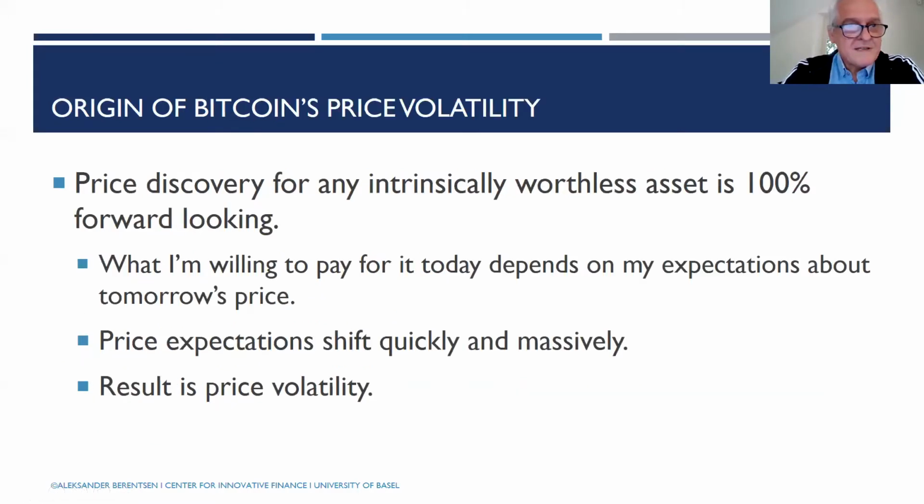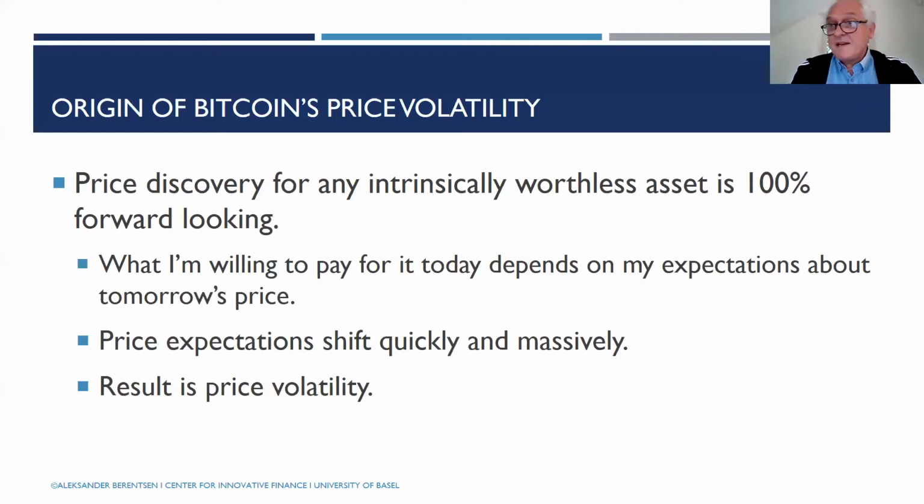Now we get to price discovery. I said there is absolutely no anchor for the price of Bitcoin because it has no intrinsic value. Then price discovery for any intrinsically worthless asset is 100% forward-looking. What do I mean by it? The price that I'm willing to pay today for a Bitcoin only depends on my expectations, what I think that object is going to be worth in the future. It's totally forward-looking, right?